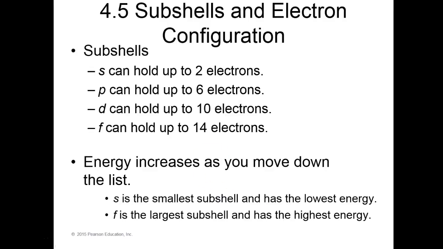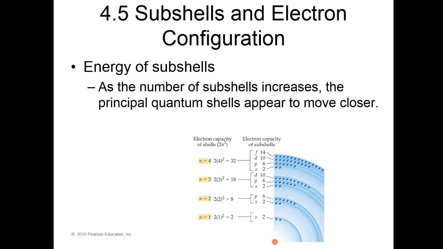So s holds 2 electrons, p can hold 6, d can hold 10, and f can hold 14. Energy increases as you move down the list. s is the smallest subshell and has the lowest energy, and f is the largest with the highest energy. So as the number increases, you can see the principal quantum shells appear to move closer. This is an example of what n equals 1 through 4 looks like with their different subshells.